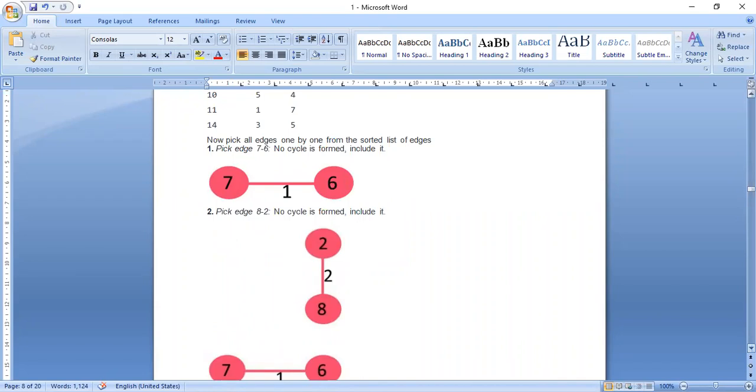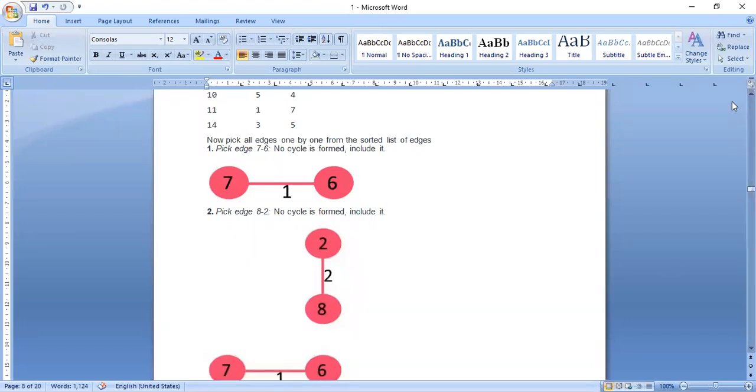Next step is pick an edge and see that no cycle is formed. That's the main step. That is why he is telling no cycle is formed. If a cycle happens, then it will become a graph, but we want a minimum spanning tree. So in the next step, I will be adding one edge to the already given graph, and I will find until no cycle is formed.